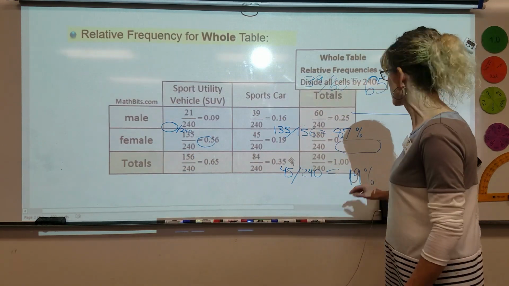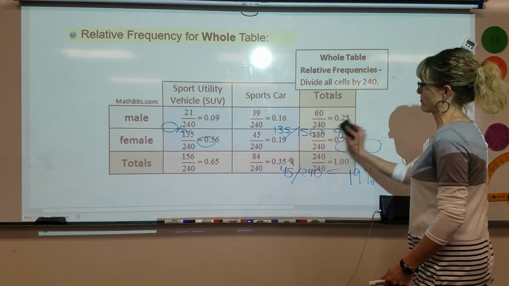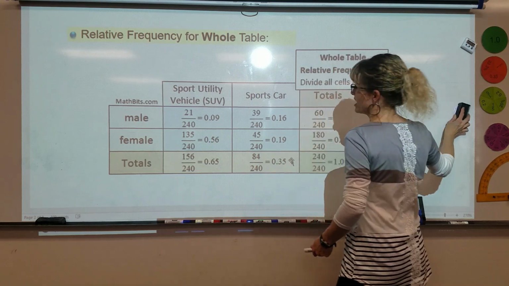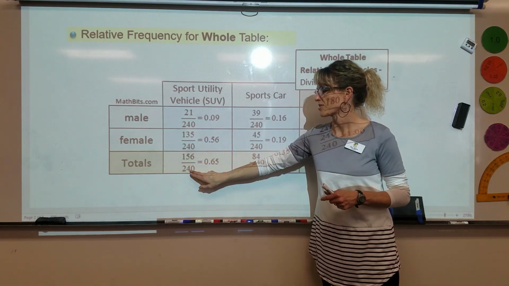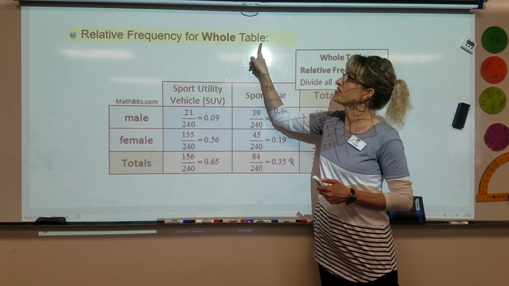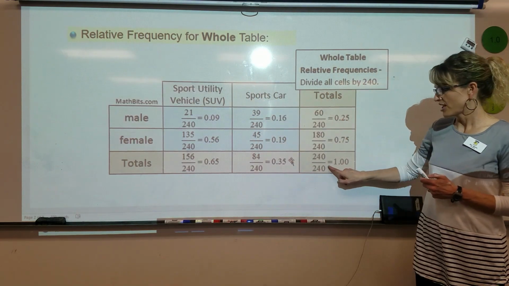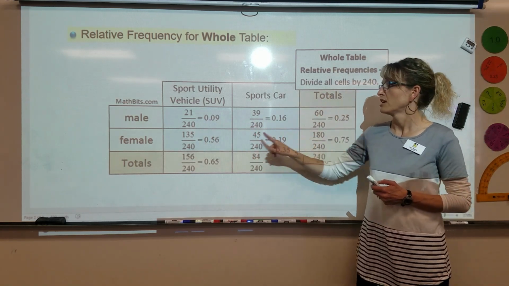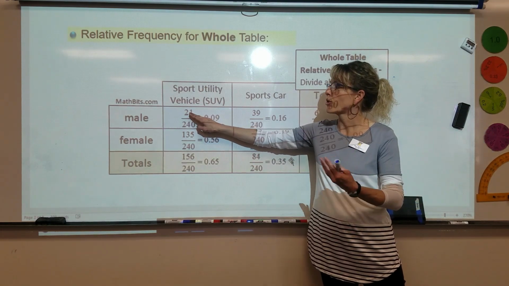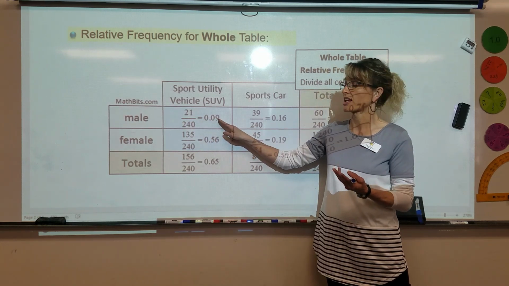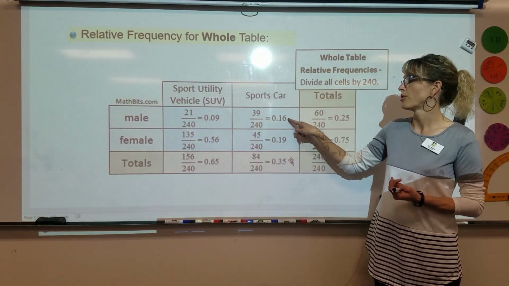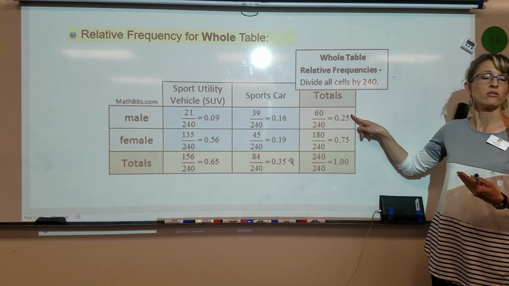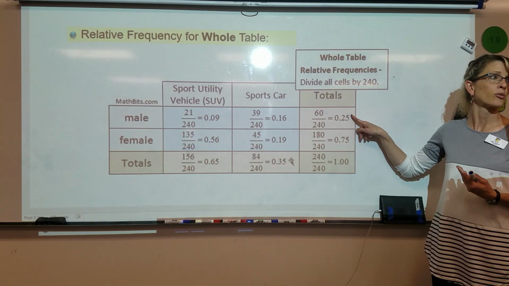All right. So the other part you have to understand is the word relative. When it comes to these two-way tables, when they say relative frequency, you might see that on the race test. Relative is where you compare it to one of the totals on the bottom. So this is a whole table relative frequency, meaning they took the whole total at the bottom and they compared everything to 240. So of the male sport utility likers, 21 of everyone, they were 9%. 39 out of the whole poll, they were 16%. So all the men made up 25% of the whole poll.